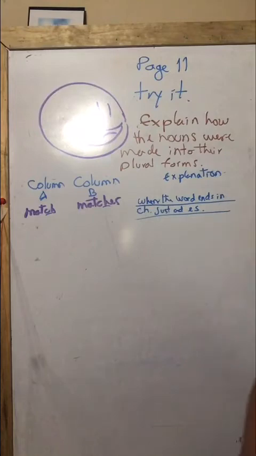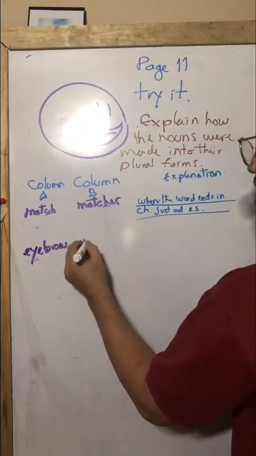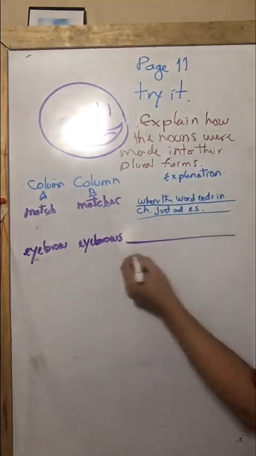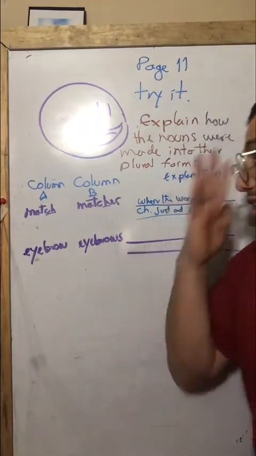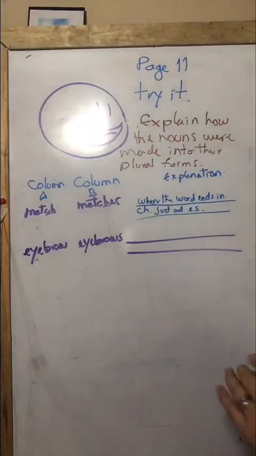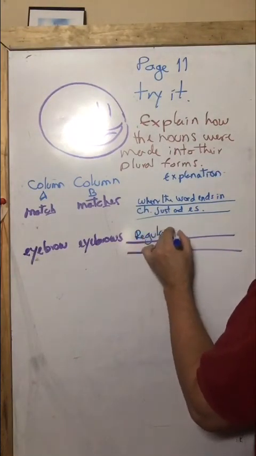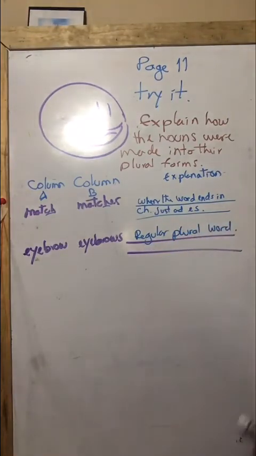Let's make another example. Eyebrow, eyebrows. Now, what could you say about eyebrow and eyebrows? Do we have any rule for this? No, there's no rule for W. So we just said regular plural word, because there's no rule in there. It just happens because it ends in W.